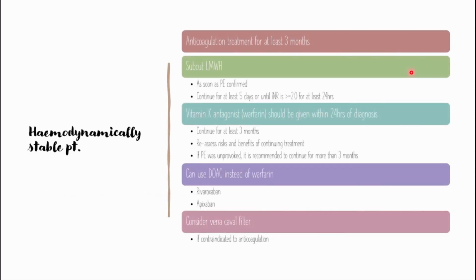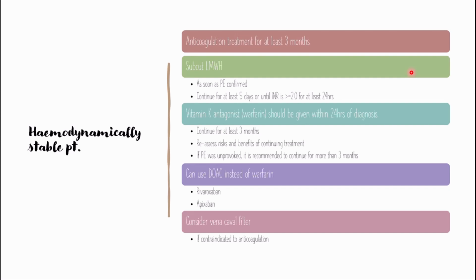Starting with a hemodynamically stable patient, as soon as a PE is confirmed, low molecular weight heparin should be started and continued for at least 5 days, or until the patient's INR is greater than or equal to 2 for at least 24 hours. A vitamin K antagonist such as warfarin should be started within 24 hours of the patient's diagnosis and continued for at least 3 months. At the 3-month mark, the patient's physician should reassess the risks and benefits of continuing treatment.